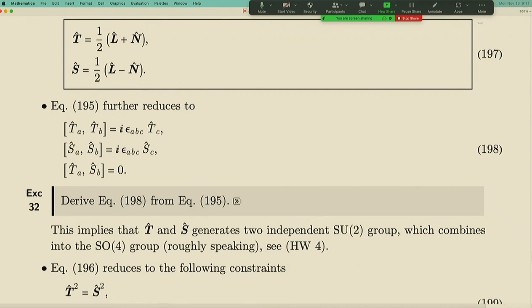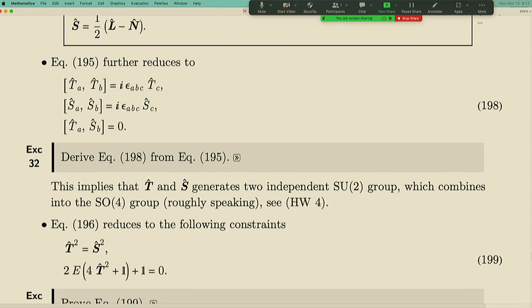And then there's also another very nice property: it turns out that the T components, their commutation looks like angular momentum. And S also has 3 components, and it also forms angular momentum. And T and S now commute with each other. That means we have 3 T operators and 3 S operators. They are independent. So that's why we can treat the system as if there are 2 angular momenta. There are 2 independent SU2 groups.